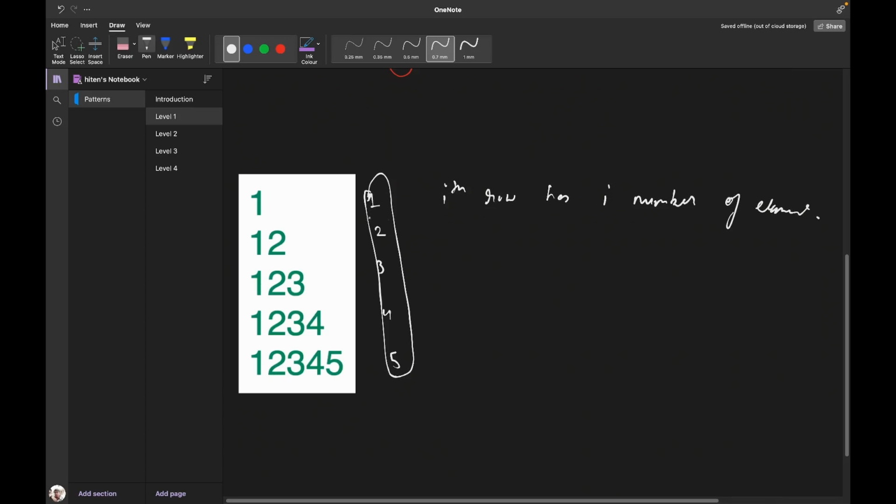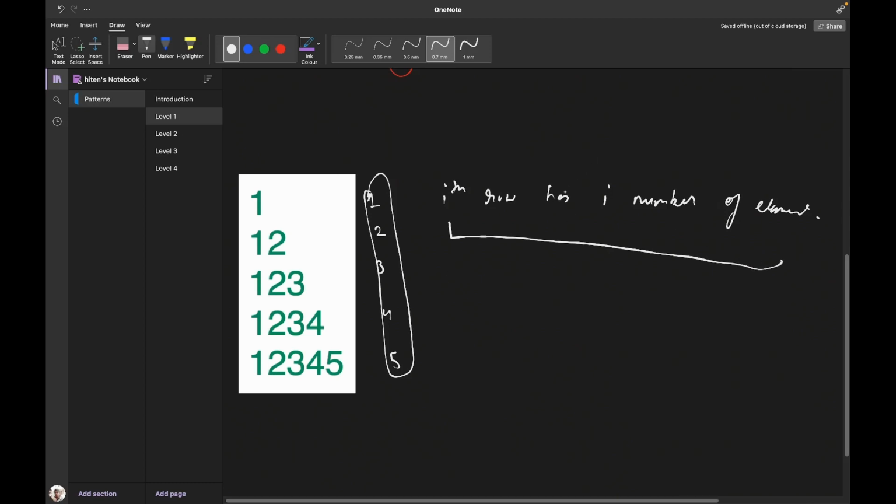Because if I just put I equals to 2, I equals to 2 means I am on the second row, and the second row has two elements, which is true, right? And if I put I equals to 5, that means I am on the fifth row, and the fifth row has five elements, which is also right. So this is the relationship between the number of elements and the row number.